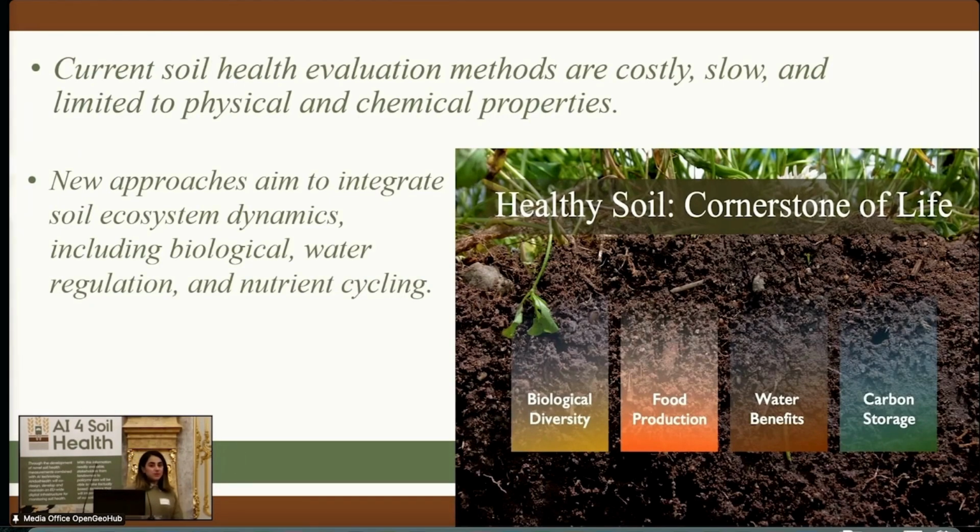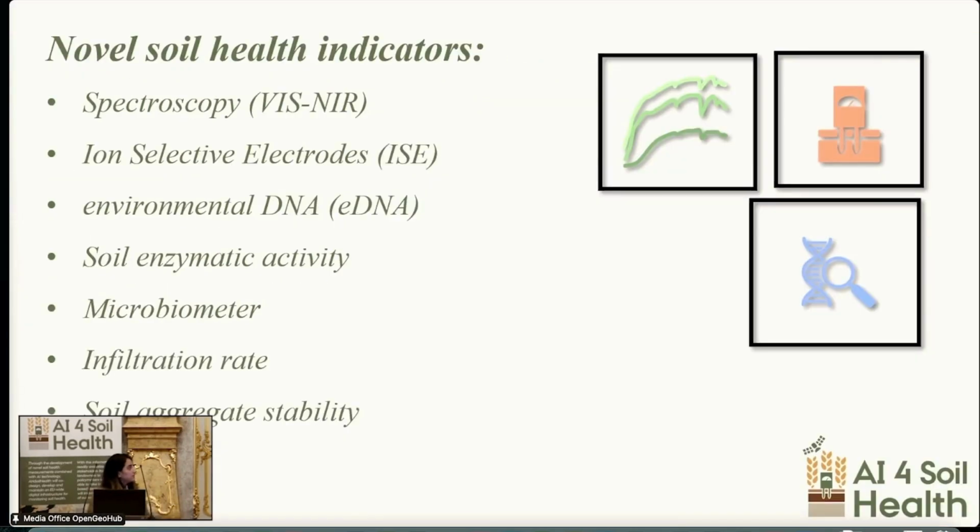But as Tom also mentioned, we are already trying many wet chemistry methods like carbon, pH, texture, and many physical and chemical properties, but we are lacking biological and, for example, hydrological properties as well. That's why we need to cover those aspects too if we want to achieve EU missions. That's why I'm going to give a list of novel soil health indicators that we are trying in some of our pilot sites and in our field work.